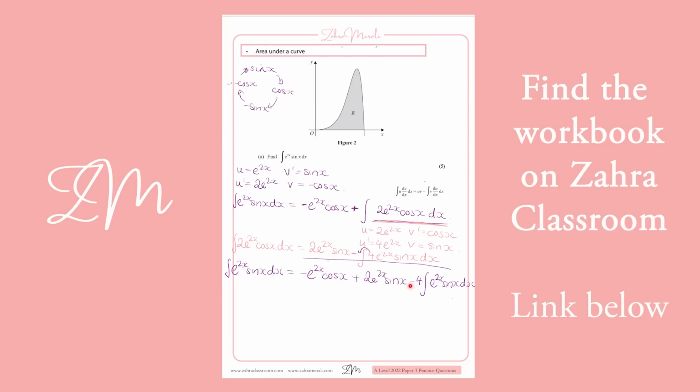So hopefully now you can see you've got that on one side and you've got minus 4 of the same thing. So we can put them all together onto that side to give me 5 integral e to the 2x sine x dx equals e to the 2x cos x plus 2e to the 2x sine x. Now I can divide by 5 and I end up with minus 1/5 e to the 2x cos x plus 2/5 e to the 2x sine x, and I'm going to put plus c there, and that gives me the integral of e to the 2x sine x dx. And that's my answer.